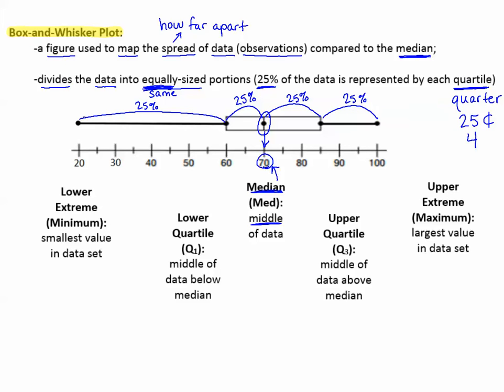But why does this look longer if it's an equal amount of data than it is in this small section? Because the data is more spread apart.